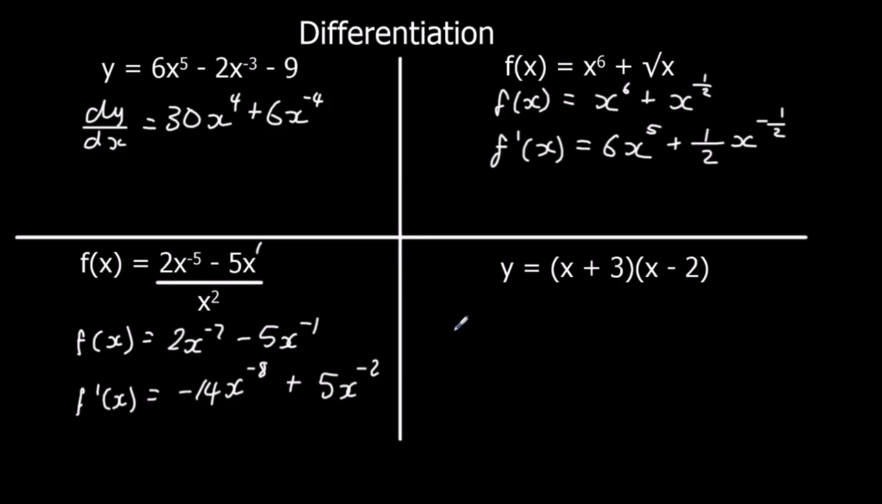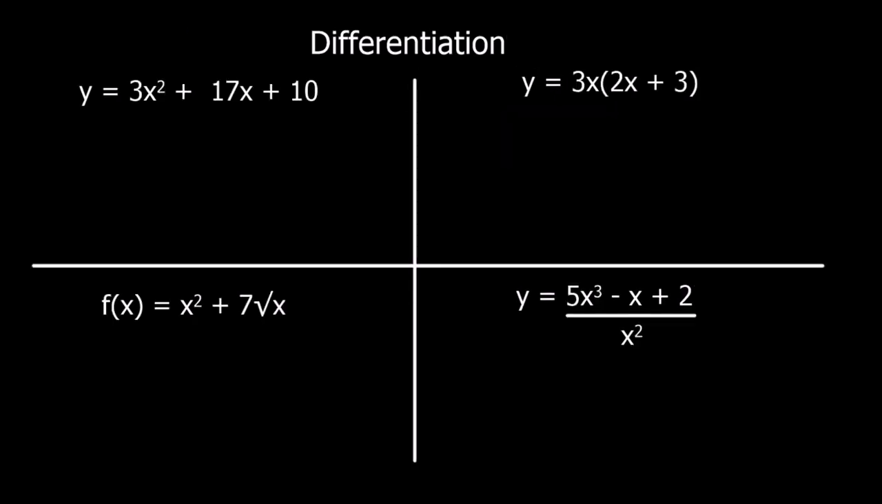Over here we need to expand the brackets first. So that will give us x squared minus 2x plus 3x, so plus x minus 6. And then dy dx, the same process again. So 2x, think of this as 1x, which will go to just 1. Okay, maybe pause the video and give these ones a go. So try and differentiate these functions.